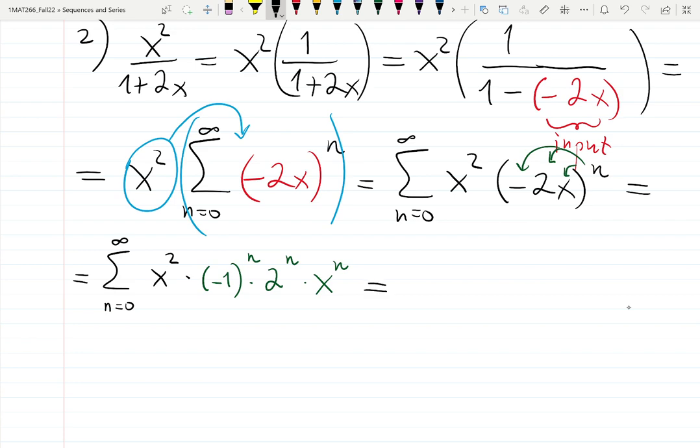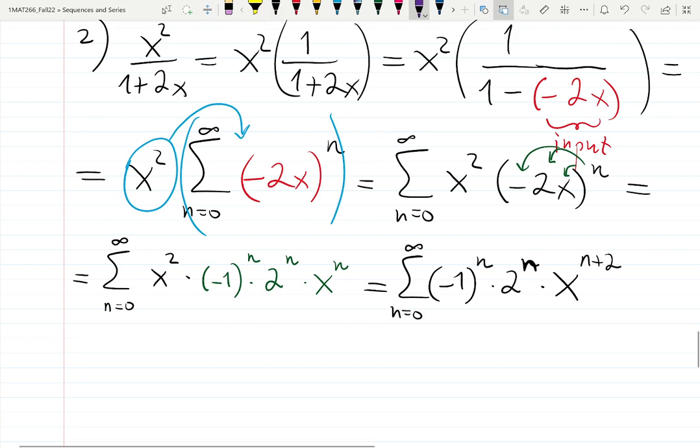Now we're ready to answer. The final answer will be: minus 1 to the n always goes to the front. That is the indication of the alternating series. It alternates sign. 2 to the n is the coefficient standing in front of the variable x. Collect them: n and 2 gives you n plus 2. n starts from 0 to infinity. That's where we ended last time.